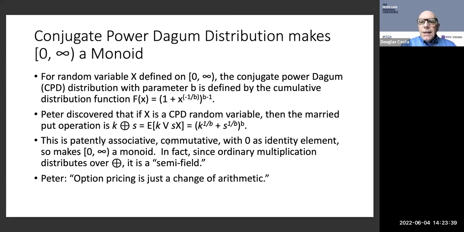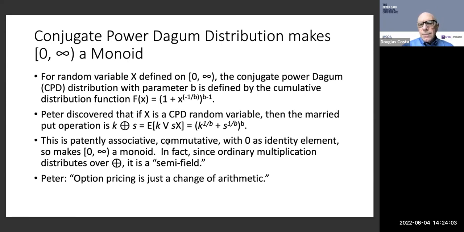So if the underlying distribution is a conjugate power Dagum distribution, then the non-negative real numbers form a monoid. And just the first line there is re-expressing what's called the conjugate power Dagum distribution with parameter b.